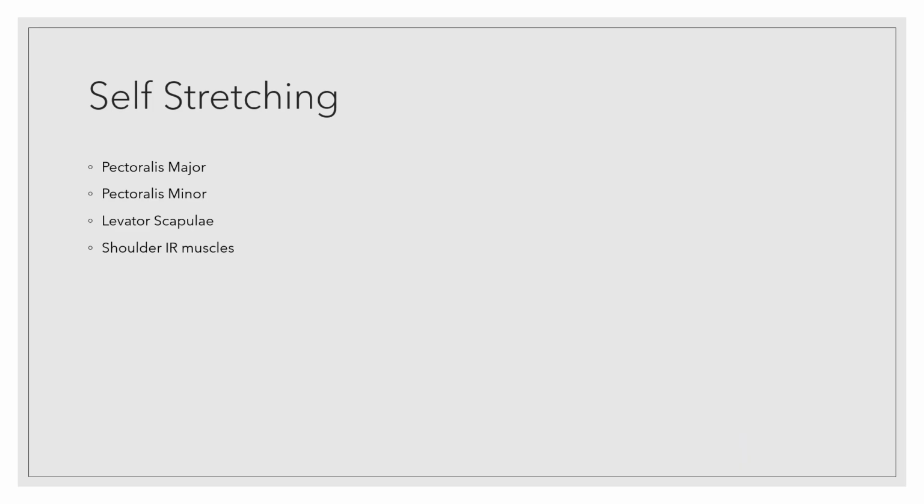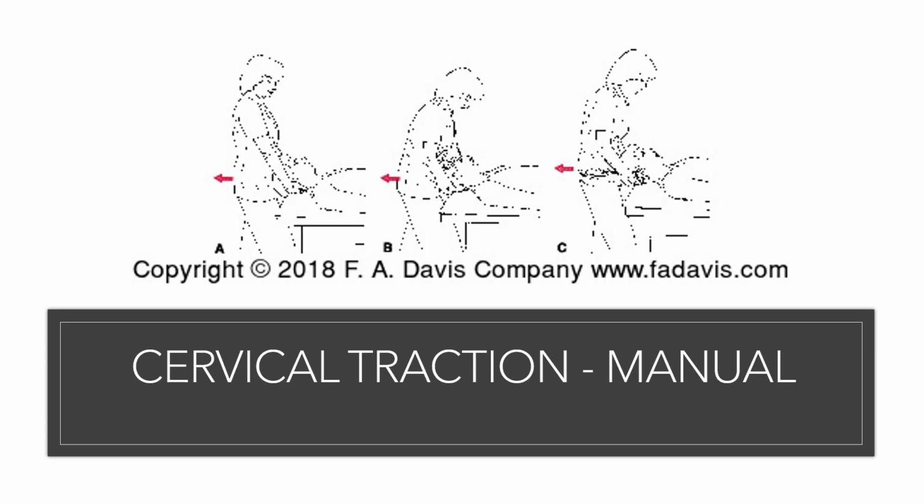Other important muscles to consider for self-stretching, especially in the cervical population, are going to include pec major and minor, levator scap, and your shoulder internal rotators, so your subscapularis primarily there.